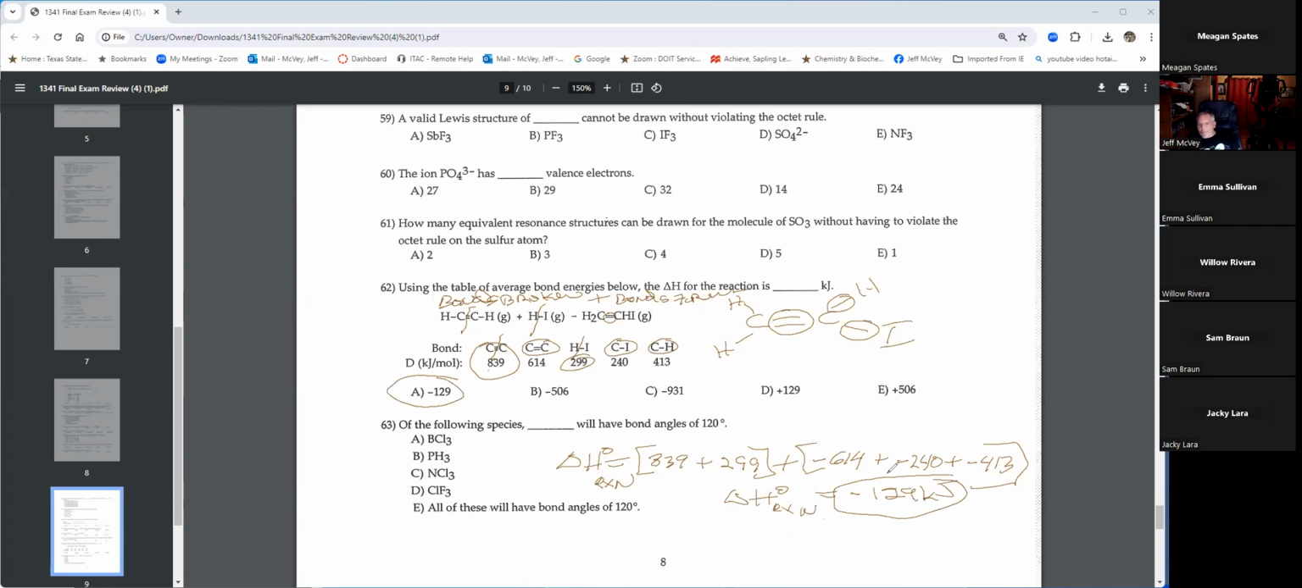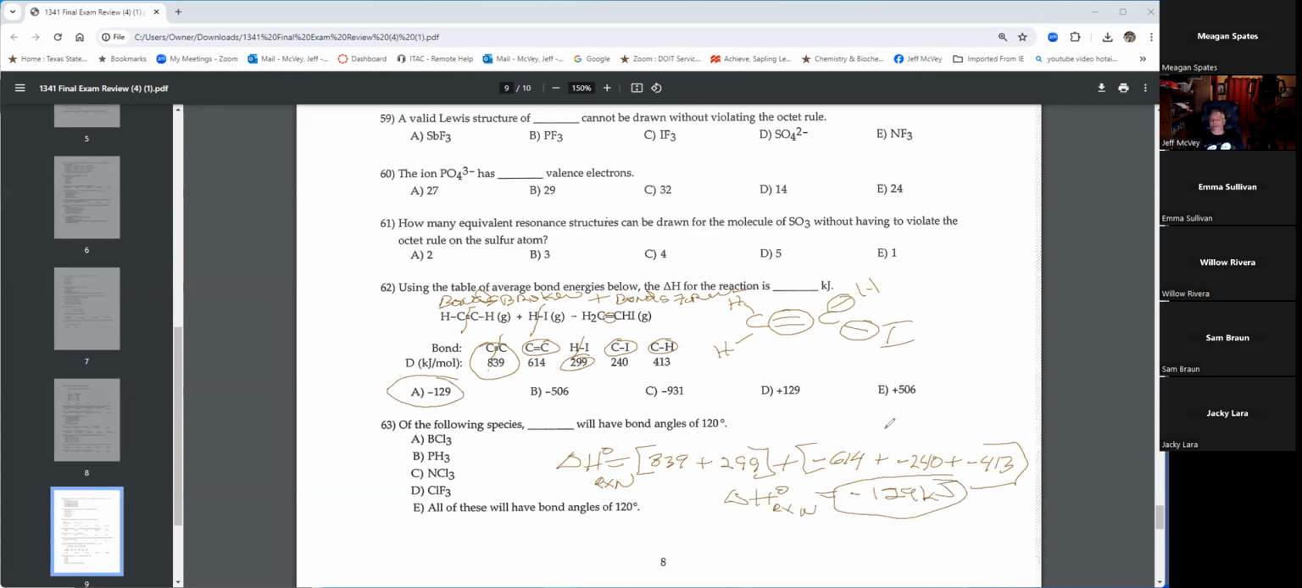Make sense? Yes, sir. Thank you. It's just bonds broken plus bonds formed. Here's where people go wrong. They'll forget about the fact that you formed a carbon-carbon double bond here. You broke a carbon-carbon triple. You also formed a carbon-carbon double. So make sure that you pick that up, okay, if that's the case. Yeah, it was just the products that were confusing me.